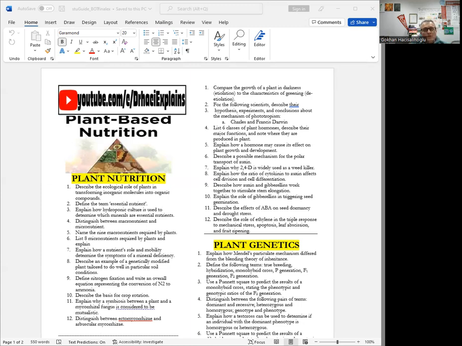And some nutrients, like the major ones, nitrogen, magnesium, and phosphorus, show up in the old part of the plant, and the rest of the nutrients, like zinc, potassium, manganese, and sometimes nitrogen as well, show up in the middle section of the plant.